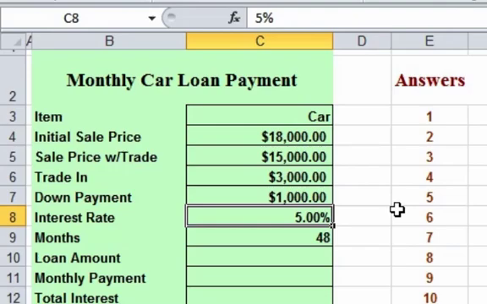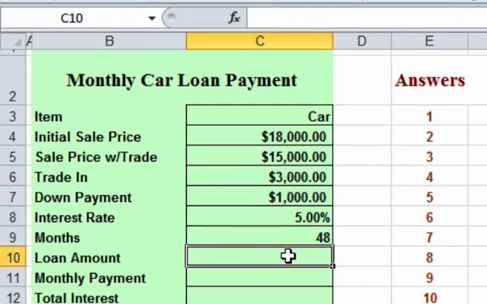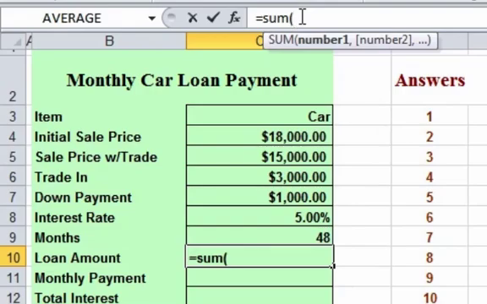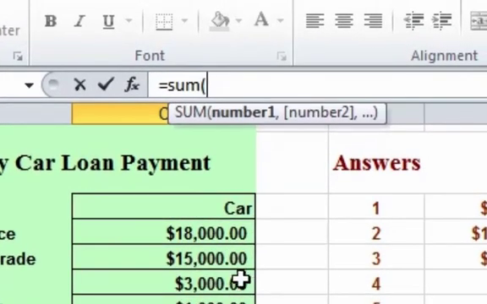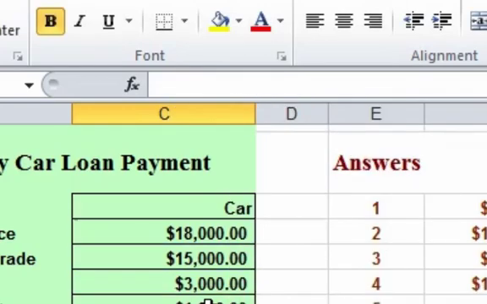Now in cell C10, this is number 4 on the sheet: sale price with trade minus down payment. So we're going to figure this all at once here. For the loan amount, we're going to subtract not only the trade-in, but also the down payment. We could just do that math, but we'll make a formula here in C10. I'm going to type equals sum, and then parentheses, and I'm going to use cell C5 minus my down payment cell, which is C7, close the parentheses, and that comes out to 14,000.